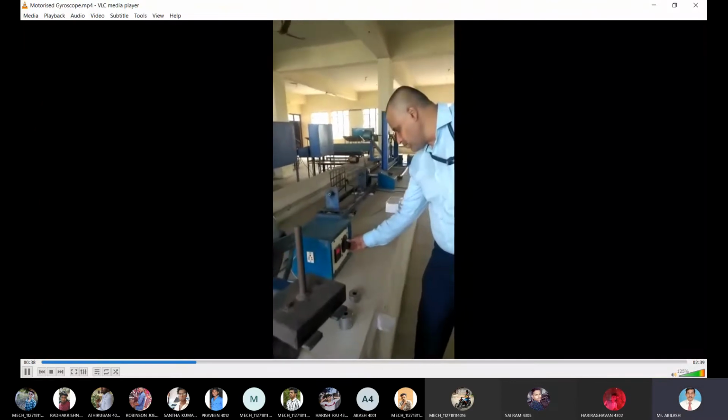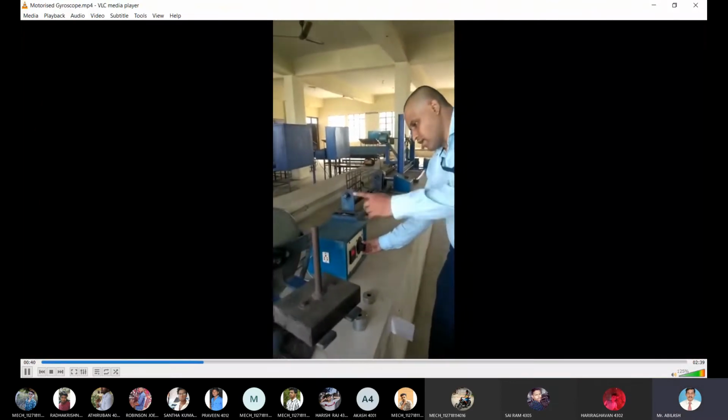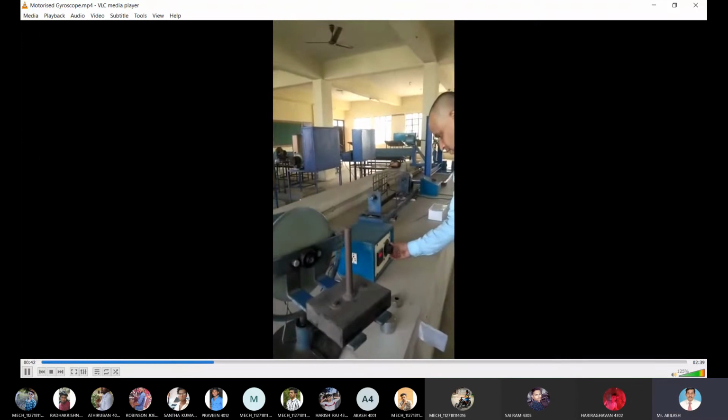Typically, let me spin at around 700 rpm. So the rotor is going to rotate. So let me wait.